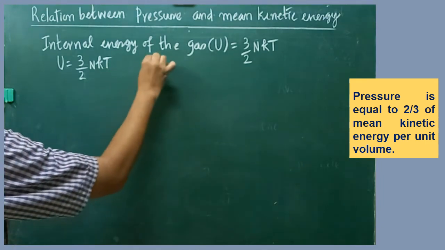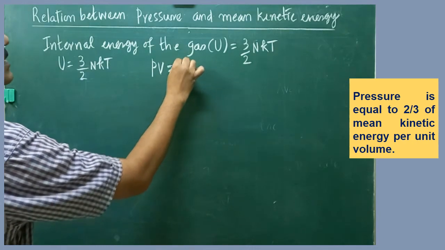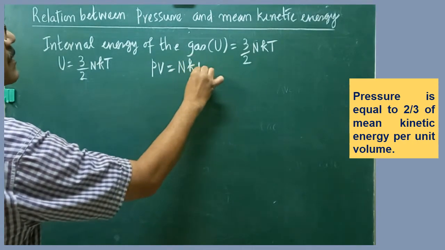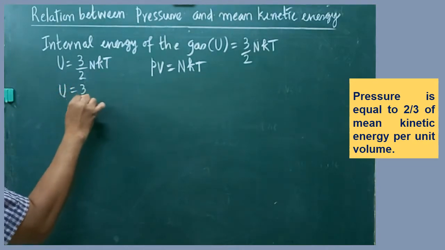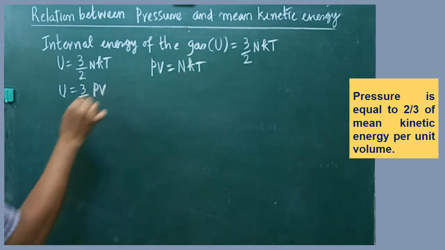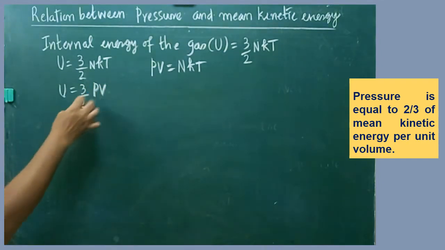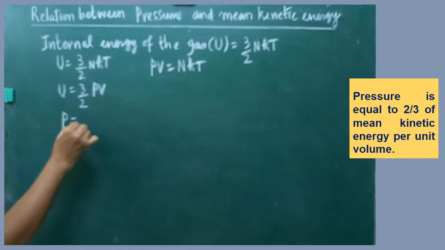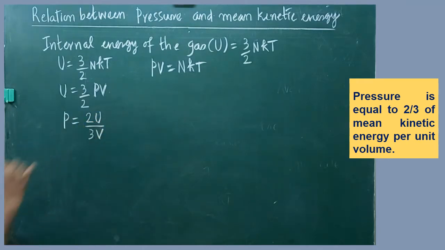Okay, we know the ideal gas equation, PV is equal to nkT. So internal energy, 3 by 2 nkT, can be replaced by PV. Are you clear? Now our aim is to get the expression for pressure. So keep pressure on one side. P is equal to 2U divided by 3V can be written.